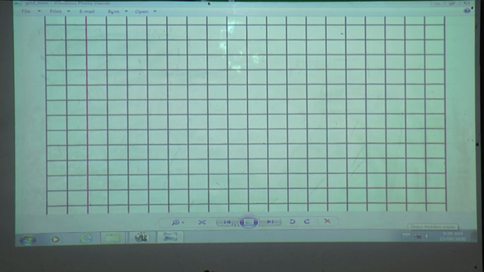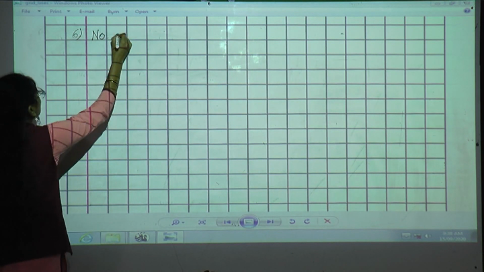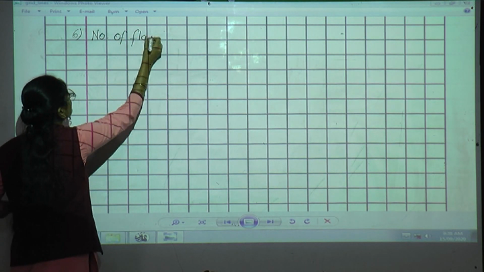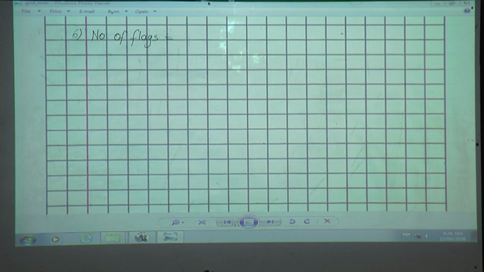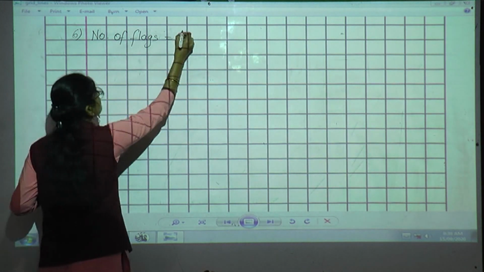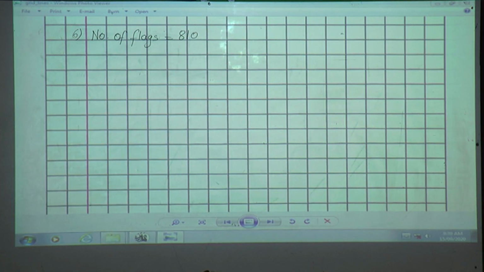See the sixth question, read the question carefully. 810 flags were equally shared by 9 schools. See how many flags are there? 810. So here what we will write? Total number of flags. How many flags were there? Yes, 810, and these 810 flags were divided into 9 schools.